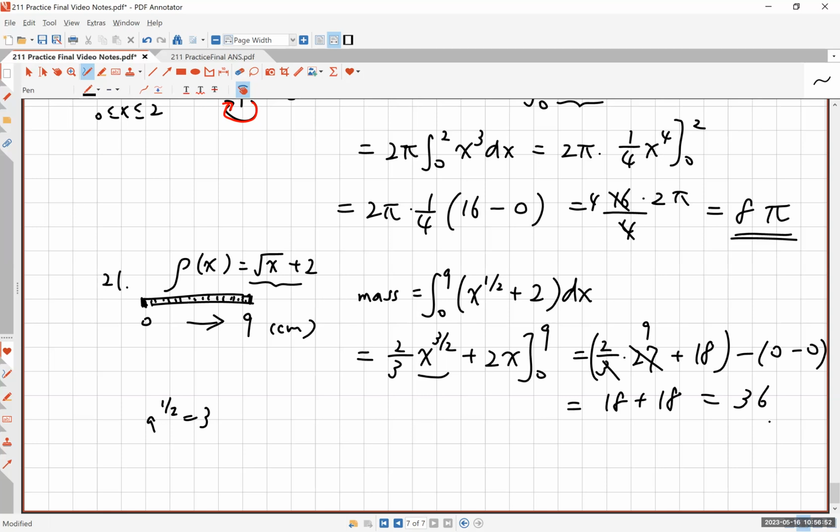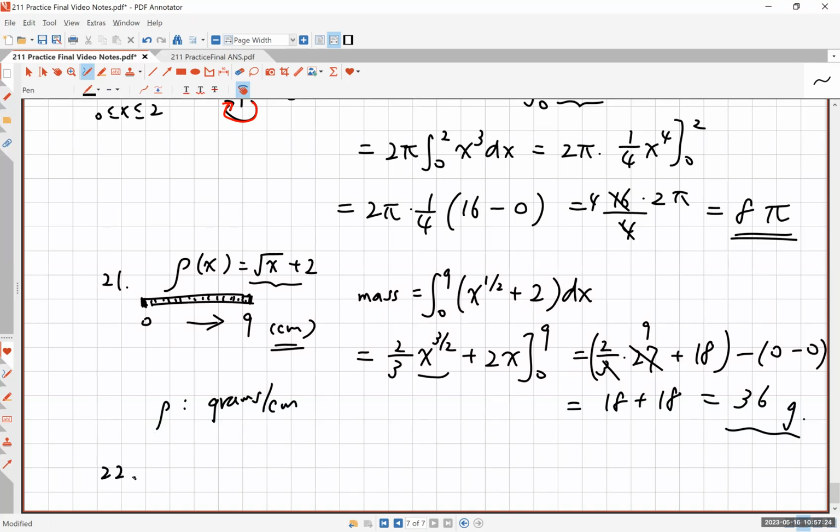Now, in this specific problem here, the problem is actually given the unit. It says 9 centimeters, and the rho is in grams per centimeter. So the answer is going to be just grams. Okay, this rod is 36 grams, and that's the mass of this specially manufactured rod.